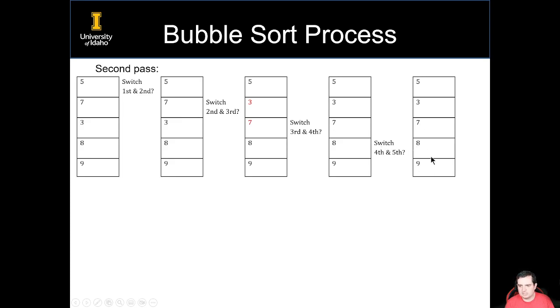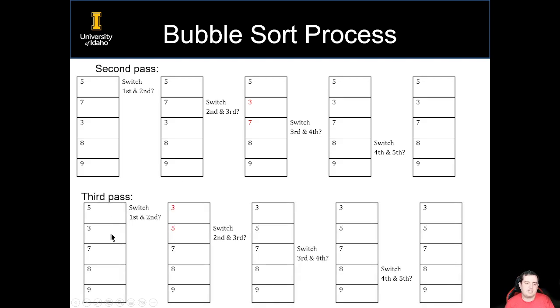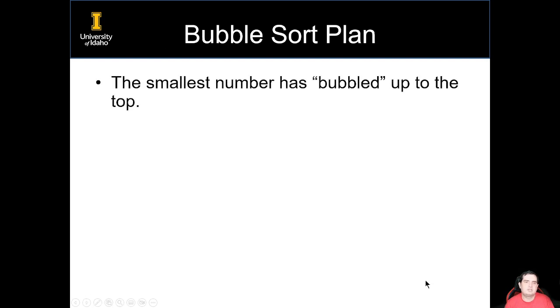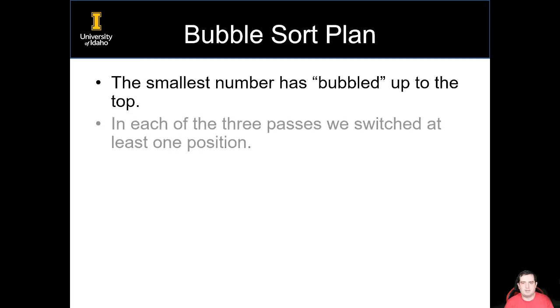And then we're going to check again, is 8 bigger than 9? Nope, still not. Third pass, we're going to check, is 5 and 3, should they switch? Yes. Should 5 and 7? No. Should 7 and 8? No. Should 8 and 9? No. And the smallest number here has bubbled up to the top.